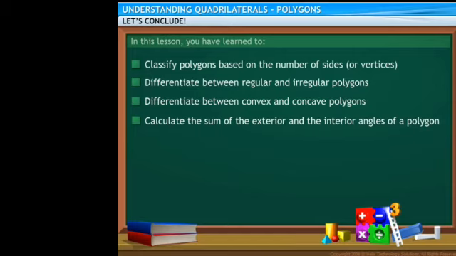In this lesson, you have learned to classify polygons based on the number of their sides or vertices. You have also learned to differentiate between regular and irregular polygons, as well as between convex and concave polygons. In addition, you have learned to calculate the sum of the interior angles and the exterior angles of a polygon. Hope you enjoyed this learning experience.